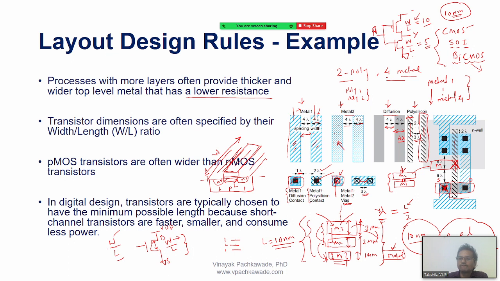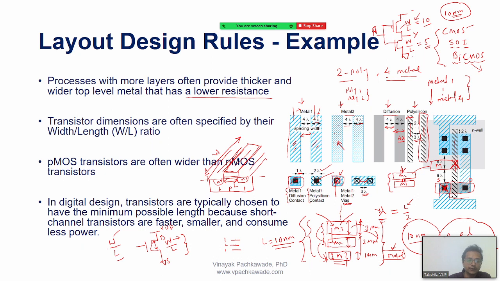50 and 25? No, L is 10 nanometer. So obviously the width of the NMOS would be 5 times 10, 50 nanometer. And the W for the PMOS would be 100 nanometer, right? Yes, sir. Right. So similarly, this is how you can always define your transistor ratio.